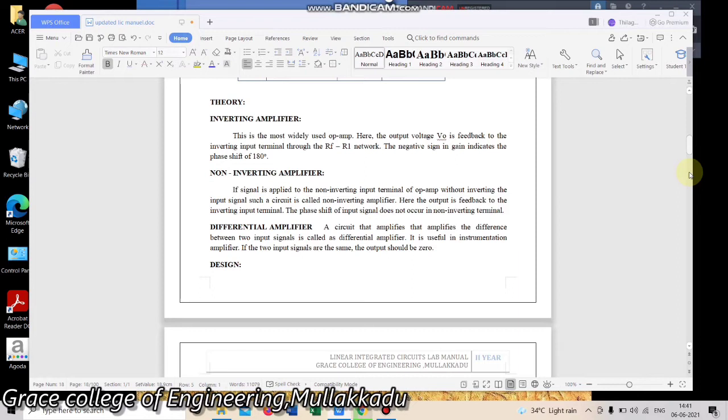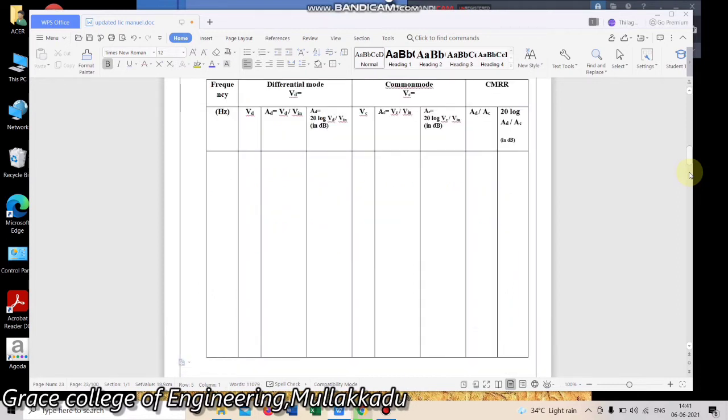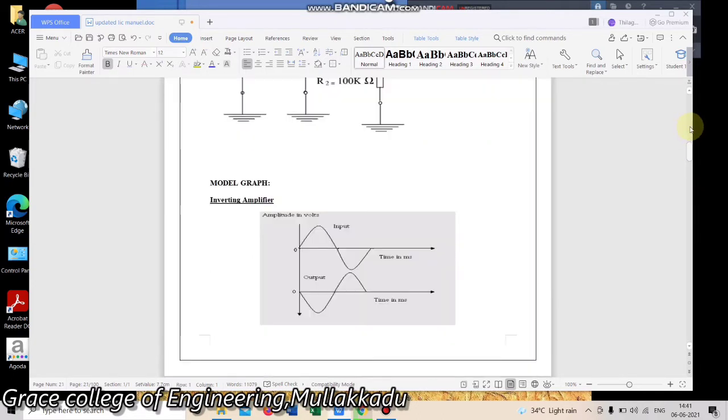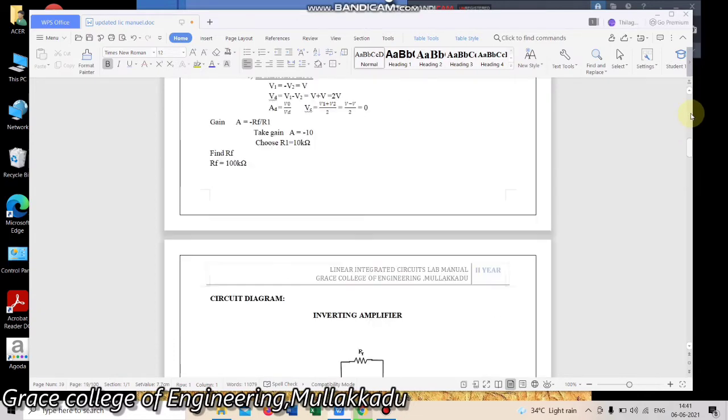Non-inverting amplifier: the input is given to the positive terminal of the operational amplifier. Here the output will be non-inverted, that is there will be no phase shift. For the inverting amplifier there will be a 180-degree phase shift. For the differential amplifier the output will be the difference between the two input signals. Now we are going to see the design procedure for the inverting, non-inverting as well as differential amplifier.